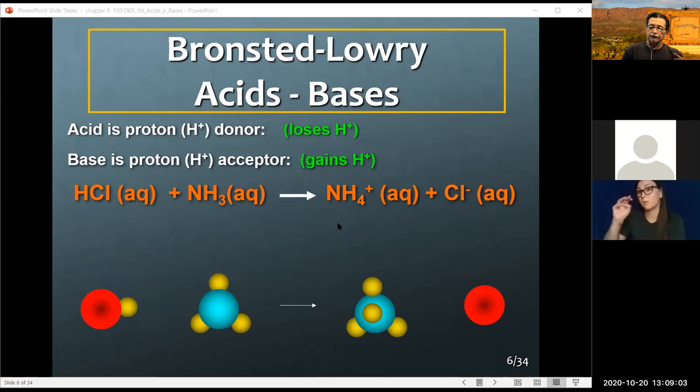Okay. And so in this case, ammonia is a Bronsted-Lowry base because it accepted that proton. Just like the hydroxide did. The hydroxide also accepted it to make water. However, here it didn't make water, it made the ammonium chloride. It did neutralize the acid just like the hydroxide did.